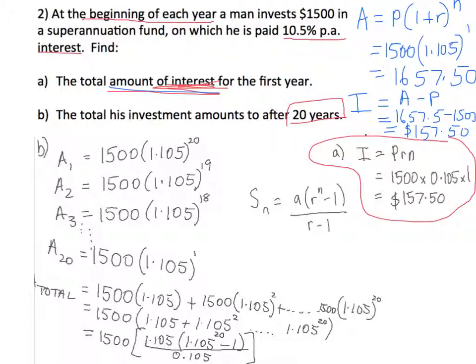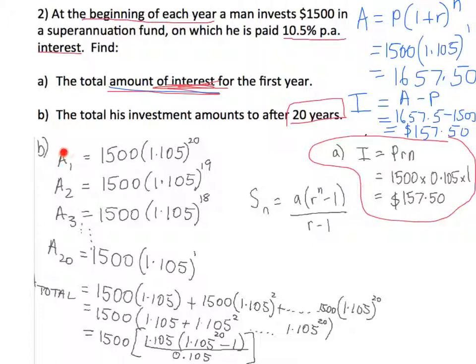Right, now part B, this is what we really want to do. Find the total amount his investment amounts to after 20 years. So he's putting in $1,500 at the beginning of each year. So it's a regular contribution, which means it's an annuity. So let's set up the pattern.